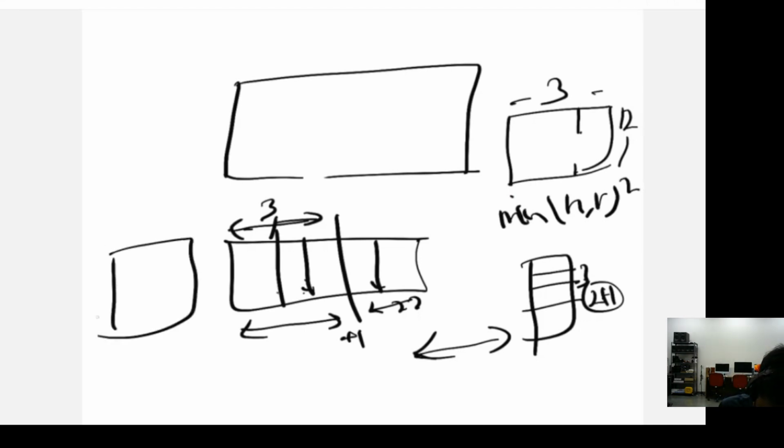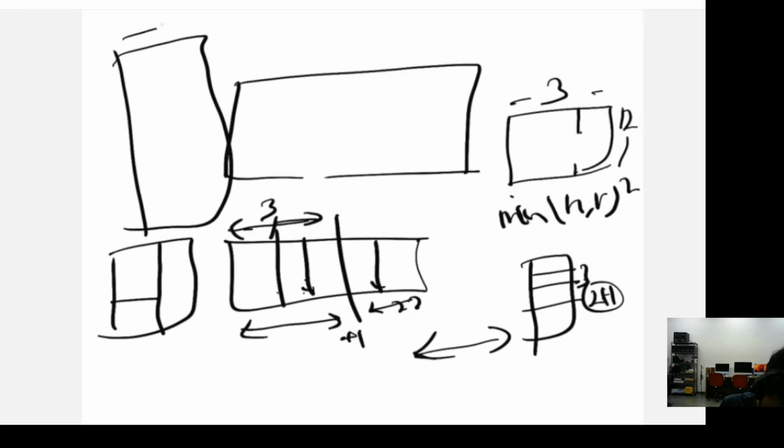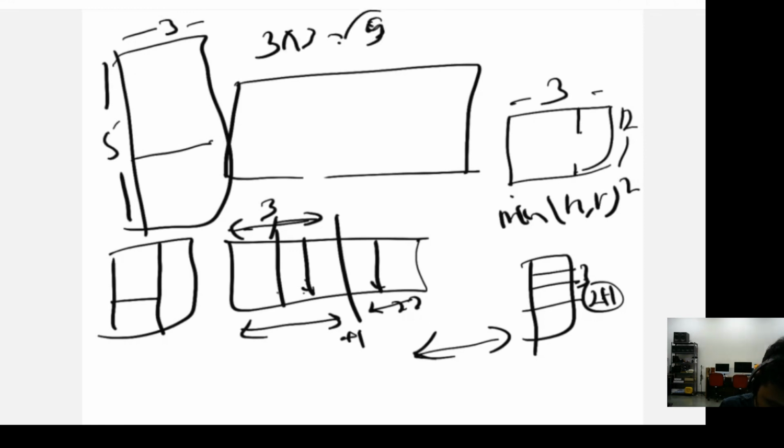Suppose the horizontal area is this much, 3 length, and this much is, suppose, 5 length. So the square that you can create in between will be 3 length only, because a 5 length square you can't create. So the area will be the minimum of both, and 3 into 3 is equal to 9. So 9 is the area you can calculate. Now the next problem is how we can calculate how much vertical area and how much horizontal area you can create.